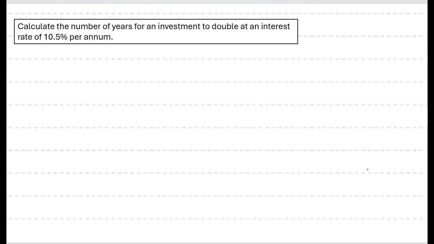This is a slightly different style of question. The question says, calculate the number of years for an investment to double at an interest rate of 10.5% per annum. So we start off at 100%. Then we add the interest rate of 10.5%, which gives us 110.5%, and in decimal that becomes 1.105 for our multiplier.